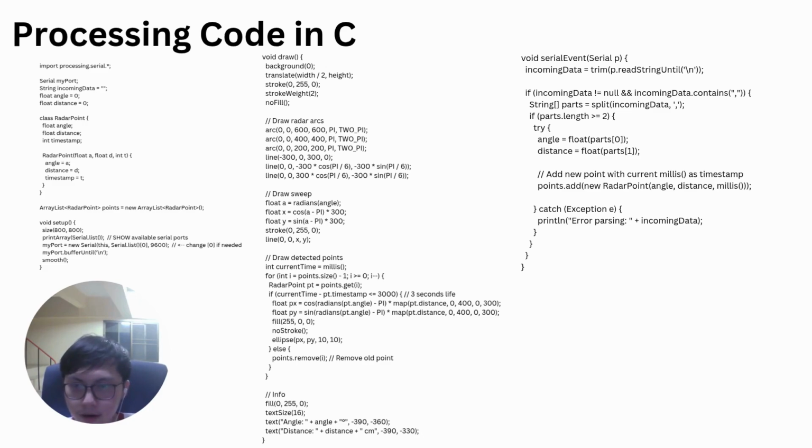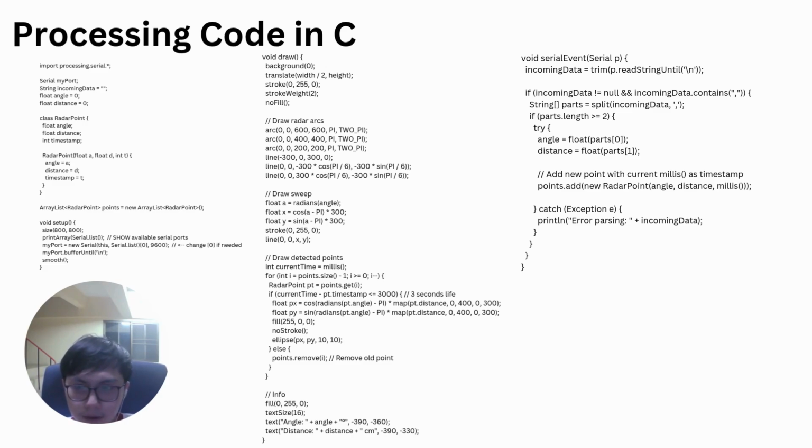And then we draw a sweep, which is the line that will go for each turn that the Arduino board has made. And then we have the for loop with the if condition to draw the red circle when the device detects something, which has a 3-second lingering delay. And then the info part, which displays the angle and the distance that it is detecting right now.